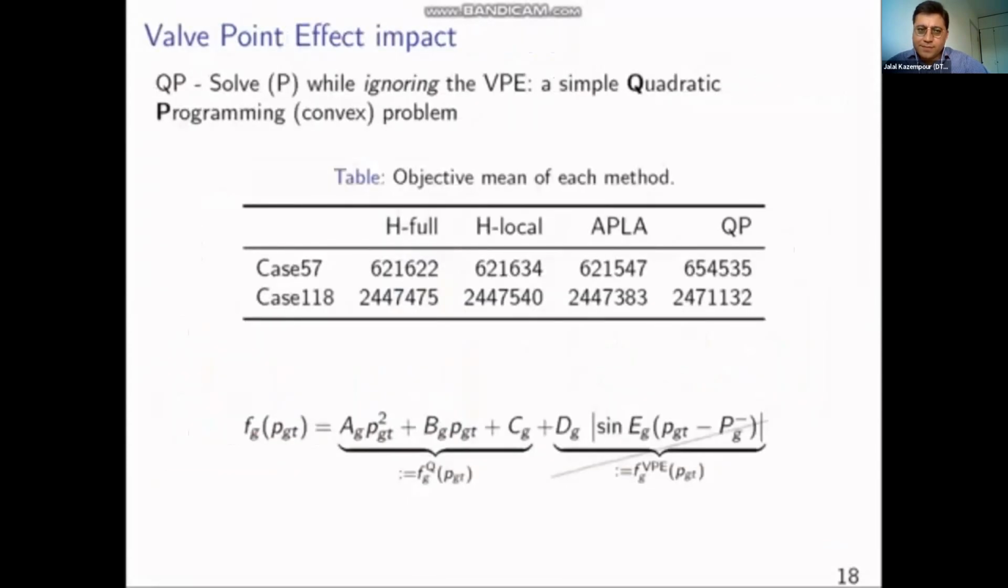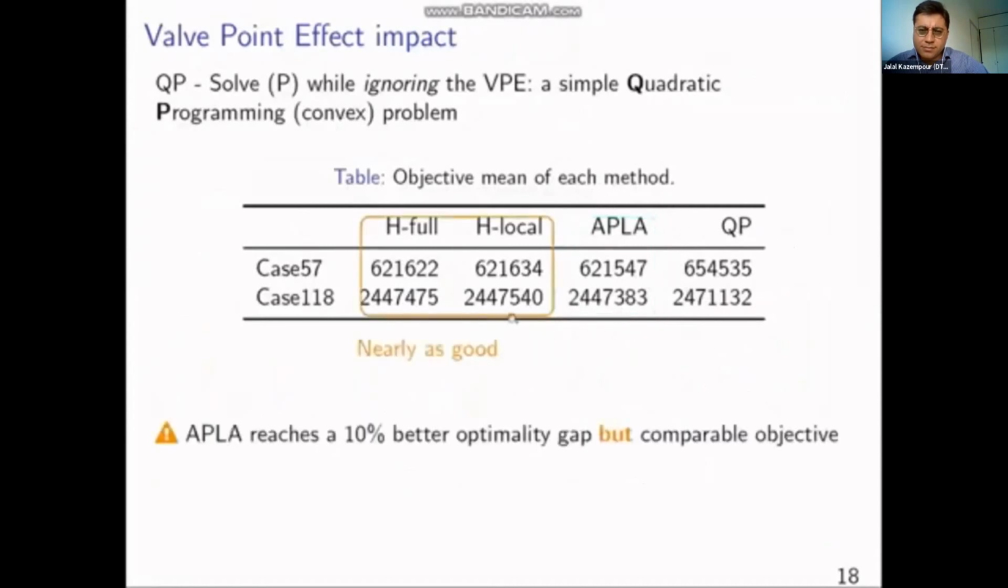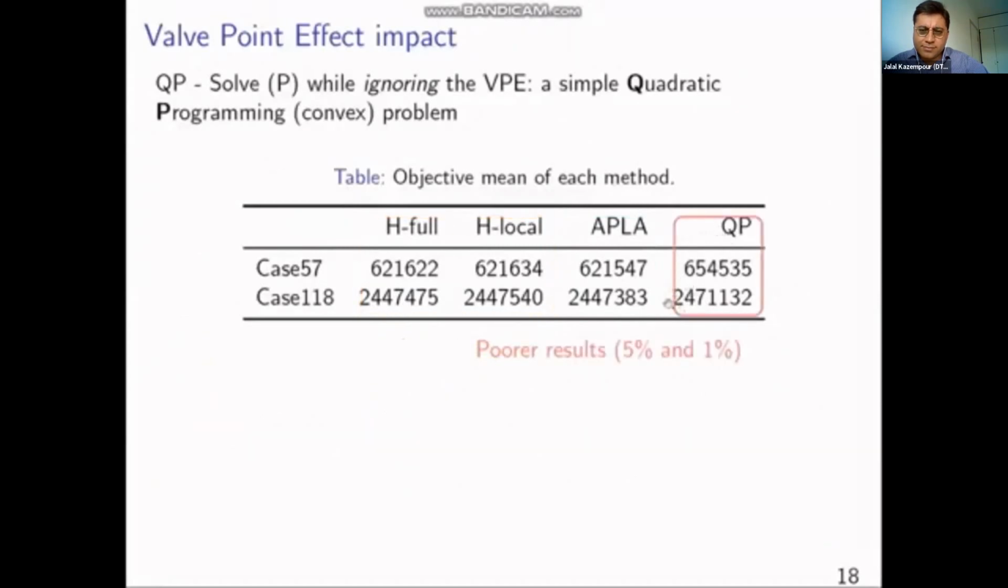And so also here we are talking about the optimality gap. But if we look at the objective of the two objectives and we add a fourth method which simply ignores the value point effects, then we have the numbers. You can see that the best objective is still obtained by the exact method, but both heuristics are nearly as good. And that one here gives a poor result.